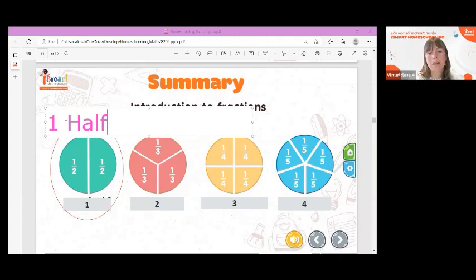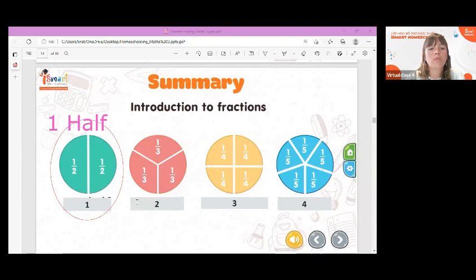Who can tell me? What fraction is this? It's 1/2. So 1/2 means half. So if we have a circle and we cut it into the middle, it will be 1/2, right? All right, let's look at the next one.